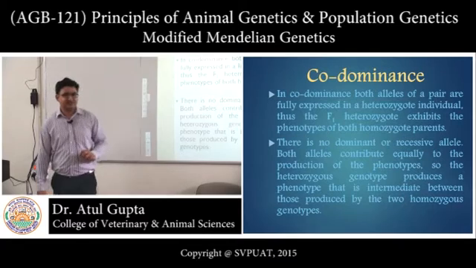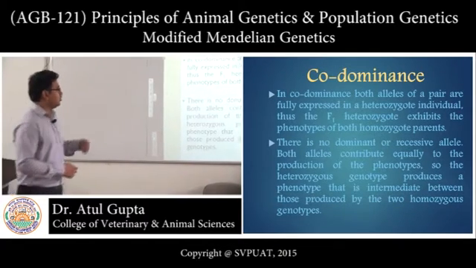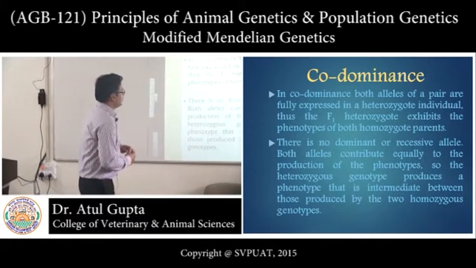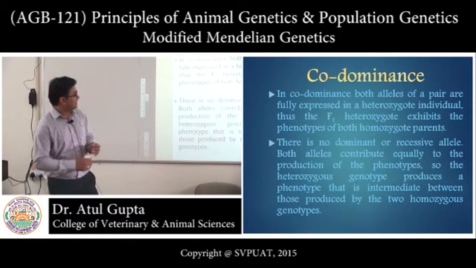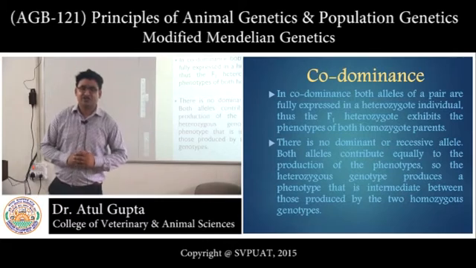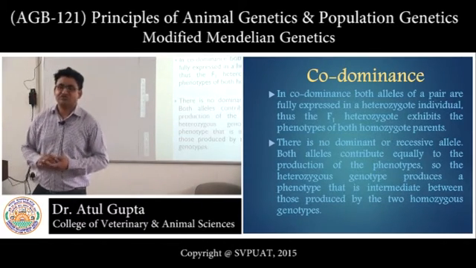What is codominance? Now we'll see what codominance is. As its name suggests, in codominance both alleles of a pair are fully expressed in a heterozygote individual. That is, in a heterozygote individual, instead of expression of one allele, there will be expression of two alleles.